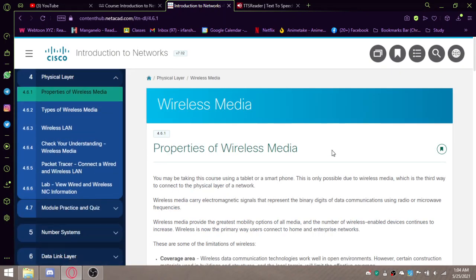Okay, moving on to properties of wireless media. Okay, sekarang wireless media, tadi kita fikir pasal kabel lah, pasal UTP, pasal fiber optic. Sekarang kita tak fikir dah pasal copper wire, tak fikir pasal optik, kita fikir wireless, radio, radio wave.